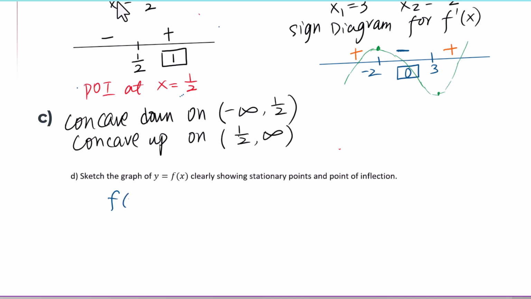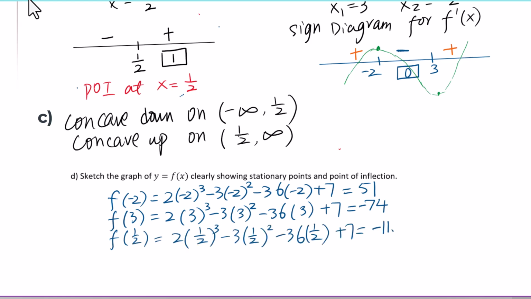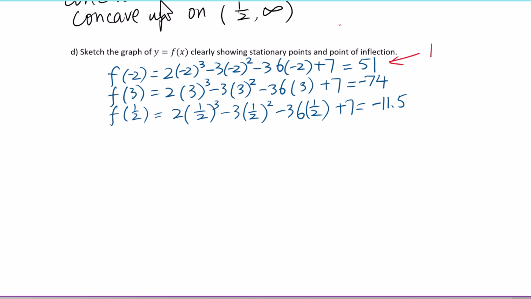F of negative 2, we plug into the original function. F of 3 equals negative 74. F of 1/2 equals negative 11.5. Local maximum point. This is a local minimum point. And this is a point of inflection.